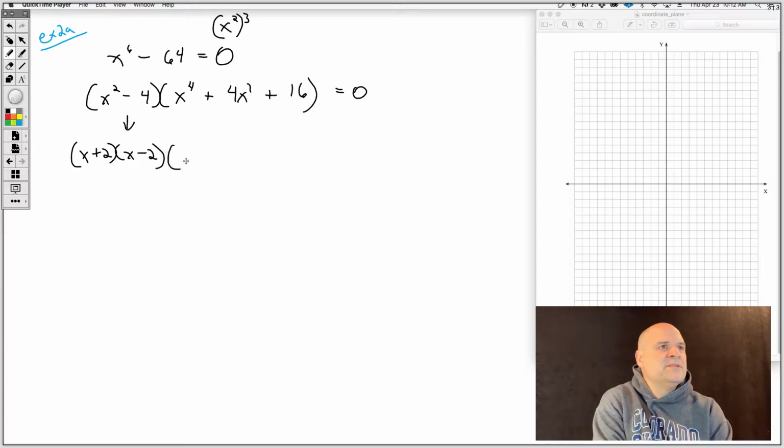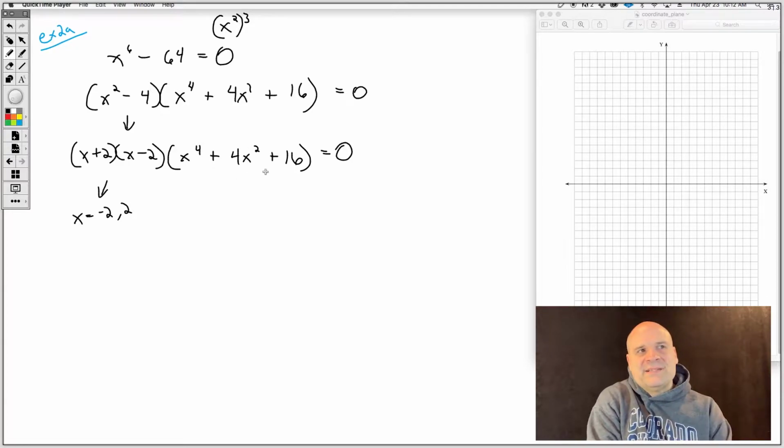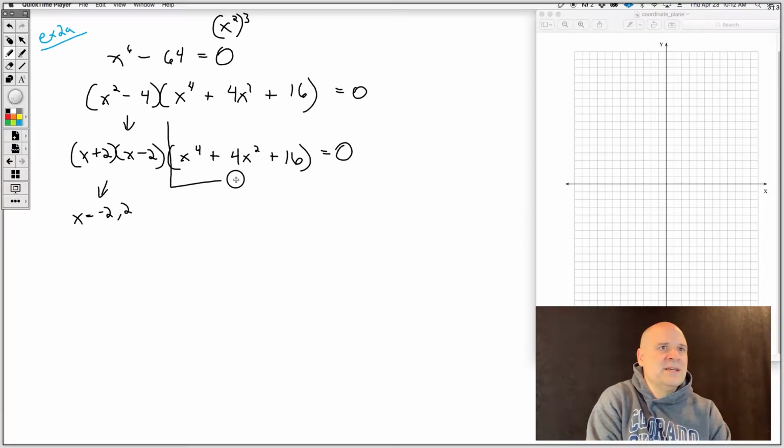And this is all times this. So this is completely factored. Okay, so far our roots are x equals -2 and 2. So we want to know if there's any x's that will give us a 0 in this parentheses. So let's just look at this guy for a second.